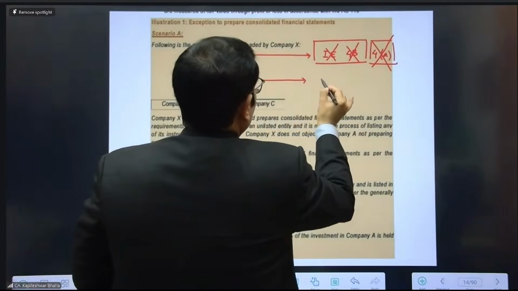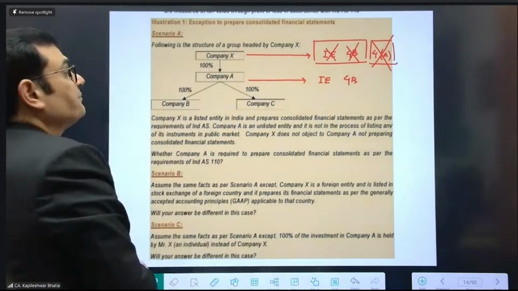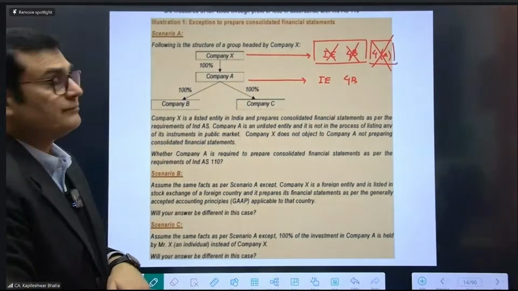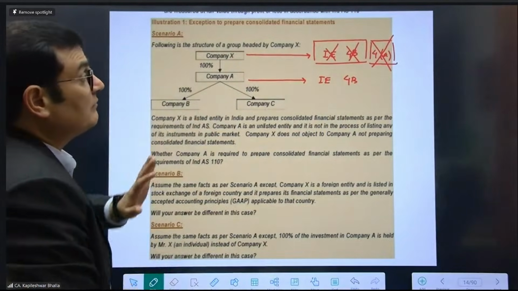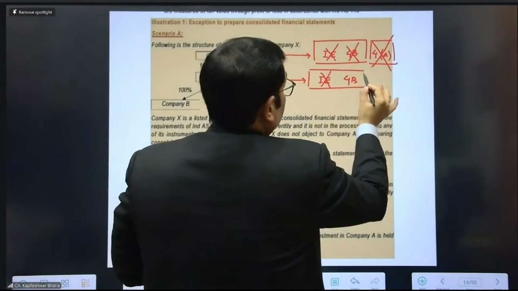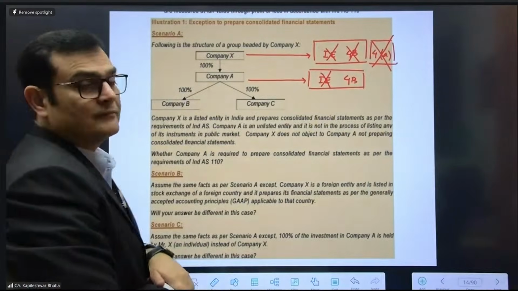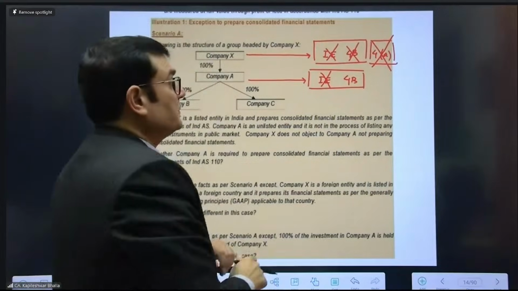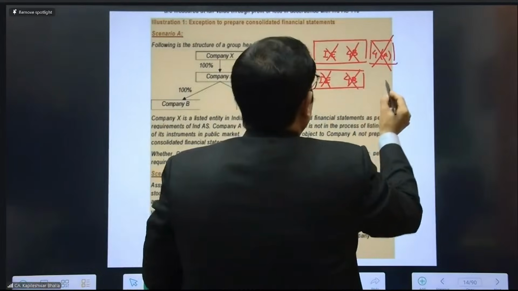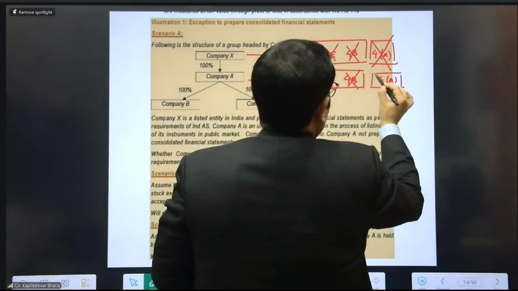Okay, now let's look at the inputs in terms of company A. If company A is not an investment entity, can you get the benefits of 4B? It's not an investment entity, I said. If it is not an investment entity, can he get the benefits of 4B? He cannot. No. Because unless you're an investment entity, you cannot get the benefits. But can he get the benefits of 4A? What do you say?